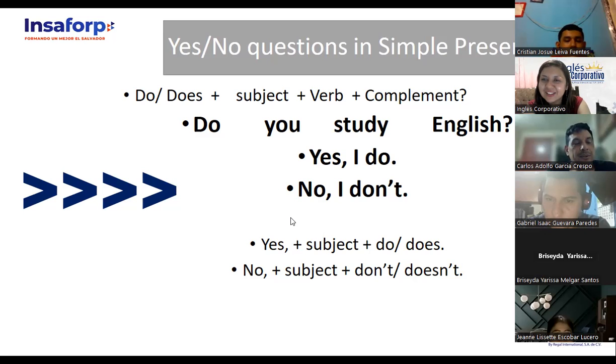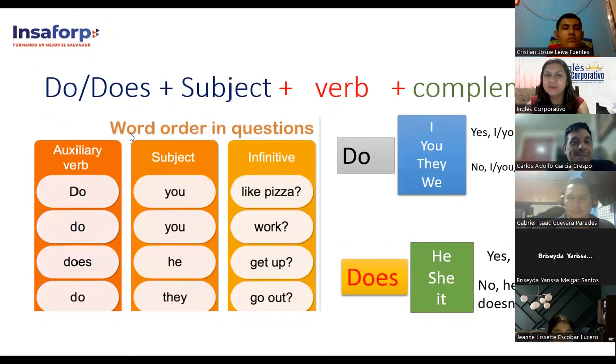Okay, does your teacher speak English? Yes, she does. Okay, does your teacher speak Chinese? No, she doesn't. Well, I can say sometimes when I don't understand. Just kidding. Okay, so in the next slide, you will see again the structure: do, subject, verb, complement.